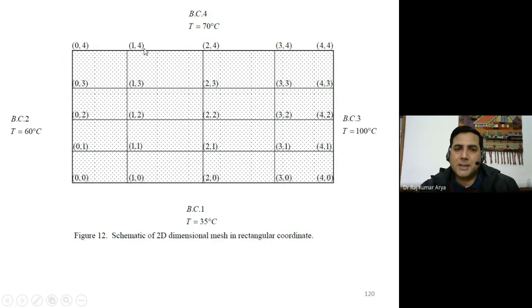Now these are your grid points. You have the first grid point, second, third, fourth, fifth, sixth, seventh, eighth, ninth. So these are nine grid points, and you are supposed to find their temperature values. So you have nine temperatures.